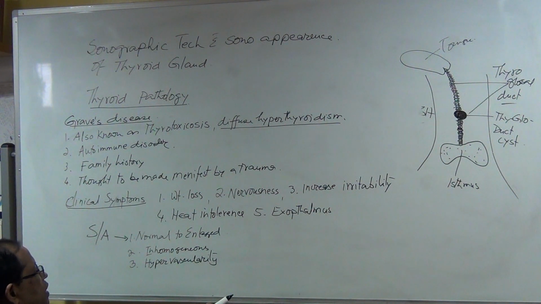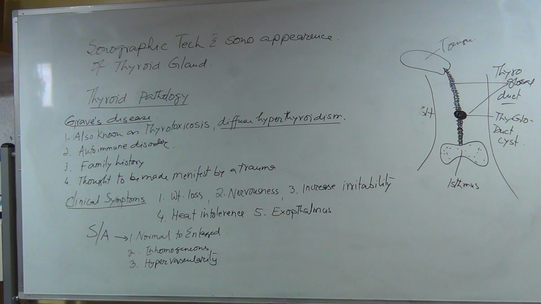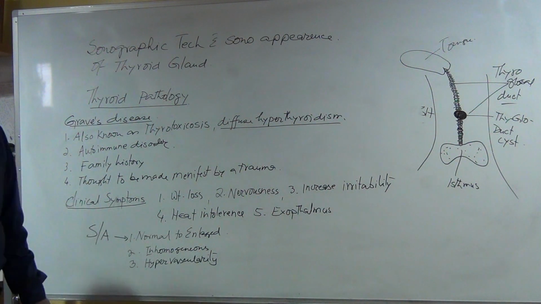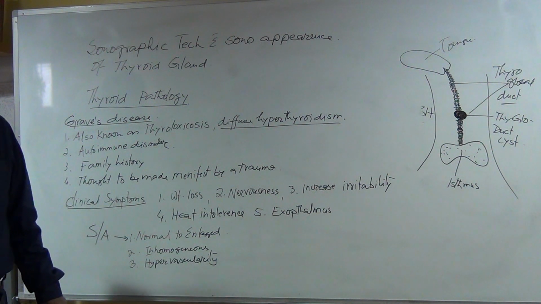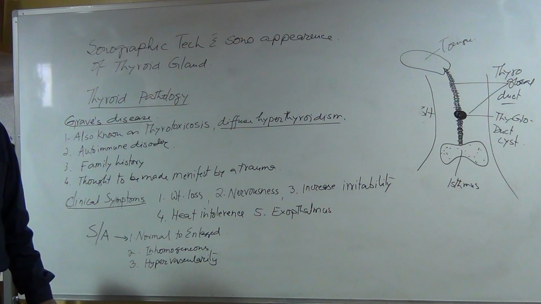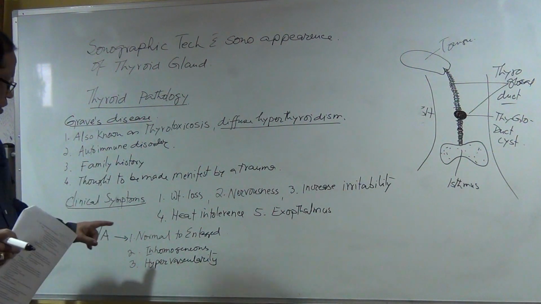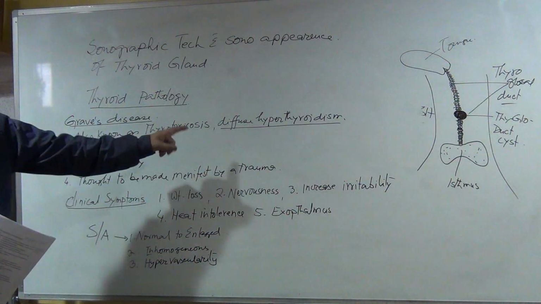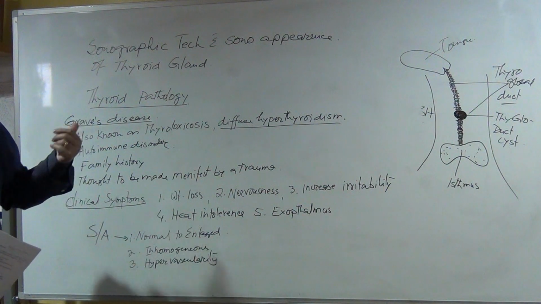Don't they usually have goiters too? In the goiter, there is iodine deficiency. There are 2 types: iodine deficiency and non-iodine deficiency. We're going to cover that. The goiter is not Graves' disease.